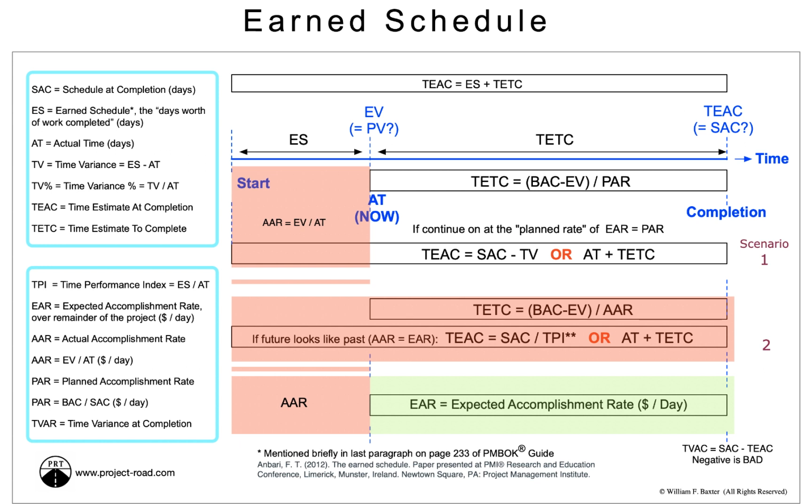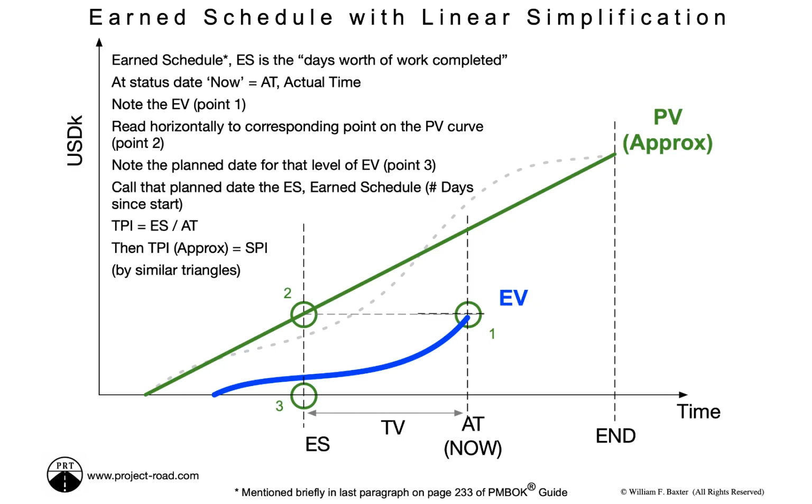These equations here might be useful under certain situations, especially if you have a strong S-shaped curve to your plan value. It's going to tend to give you more accurate indices. If you look at the similar triangles here, you can see how the TPI approximation with a straight line for plan value becomes equal to the SPI.